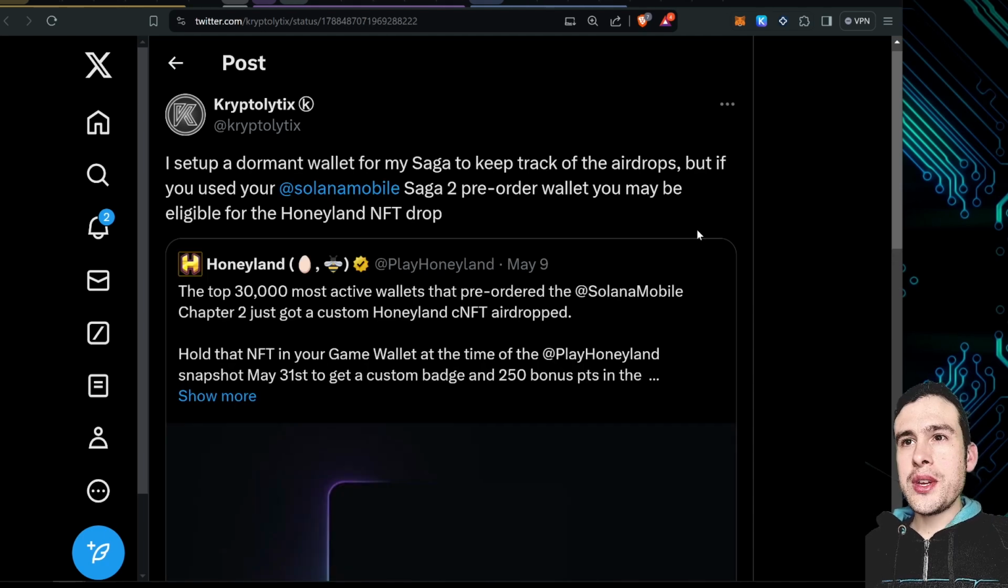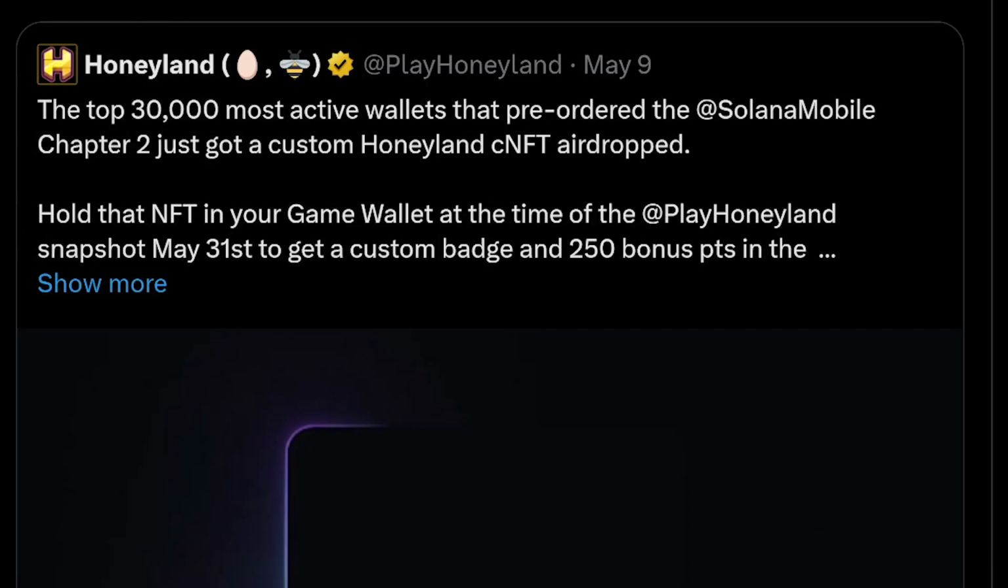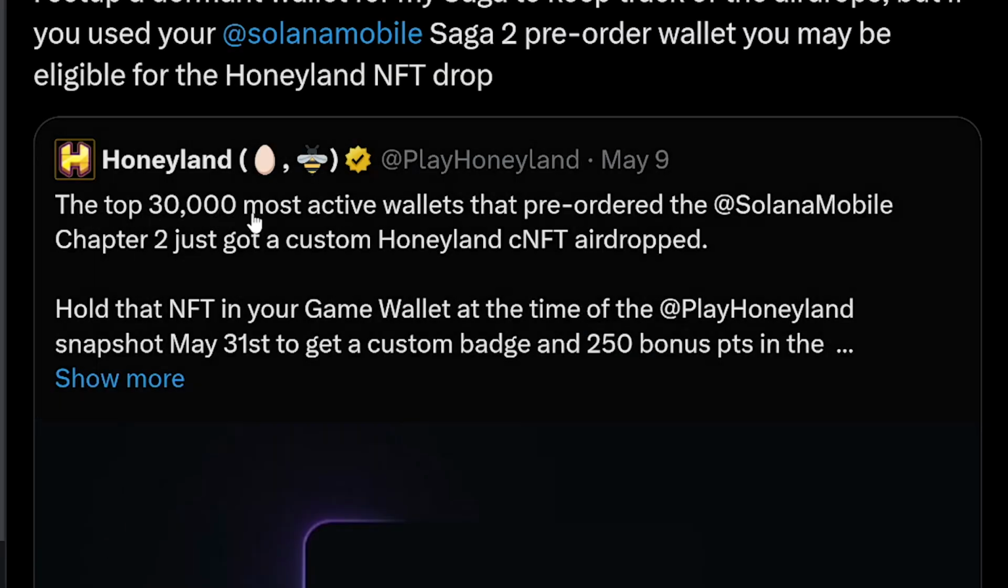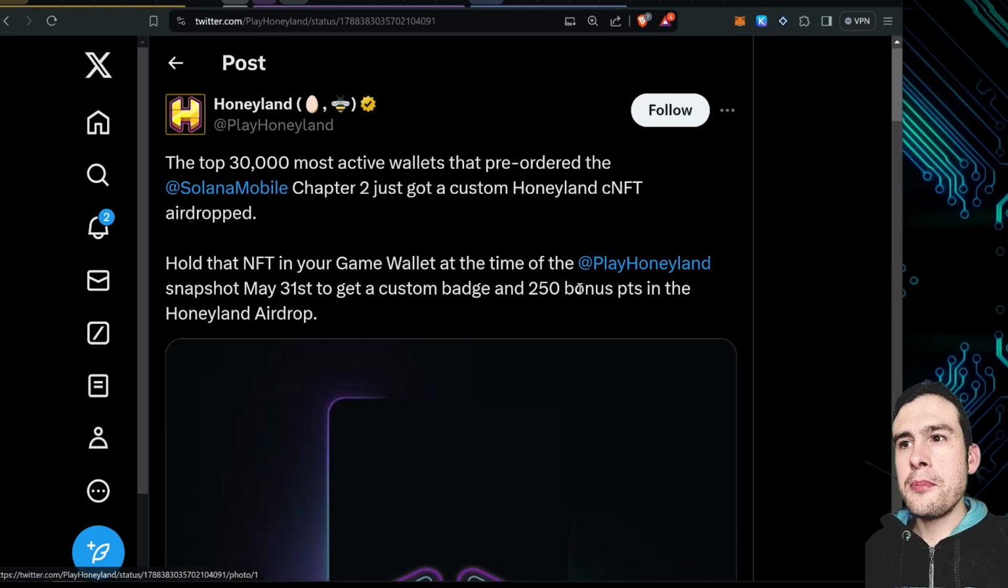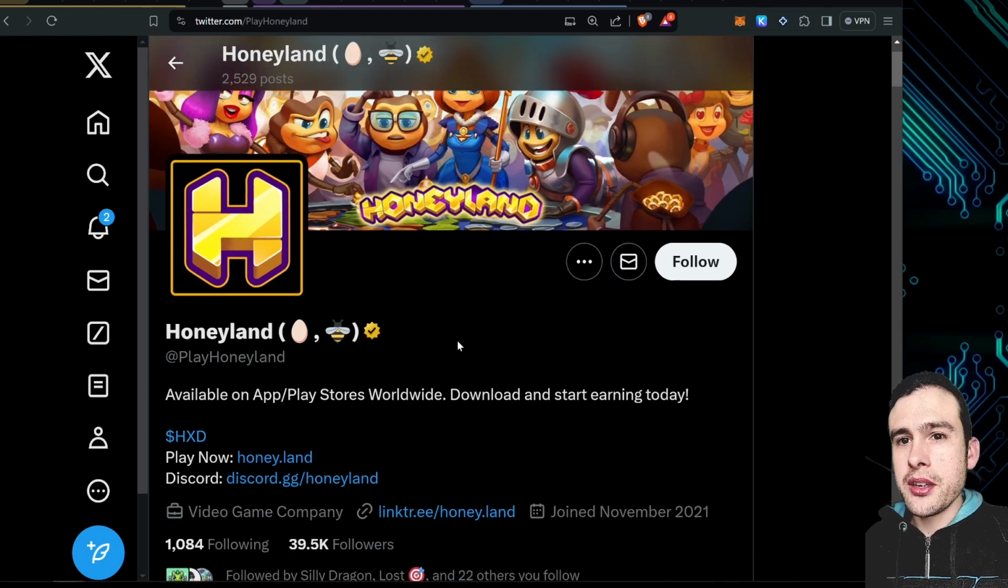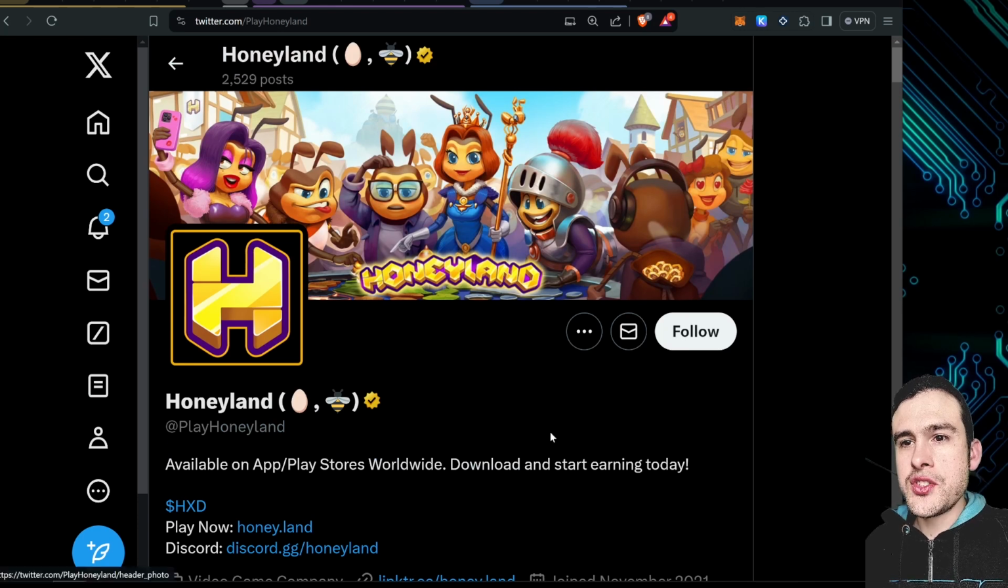Remains to be seen. Also, if you have a Solana Saga 2 pre-order and you use the wallet that you used for the pre-order a lot, then you might be eligible for a Honeyland NFT drop. Now, they're looking at the top 30,000 most active wallets in the pre-ordered Solana Mobile Chapter 2 pool, if you will. So you have to be very active. I actually set up a dormant wallet for mine so I could keep track of all the airdrops, so I could see how much the phone was actually worth when it dropped. So I won't be eligible for this, but maybe you will be. And if you are, then you'll get a badge and 250 points in the Honeyland airdrop. So it's pretty cool. And Honeyland is a game on Solana. So if this interests you, then come and check it out.